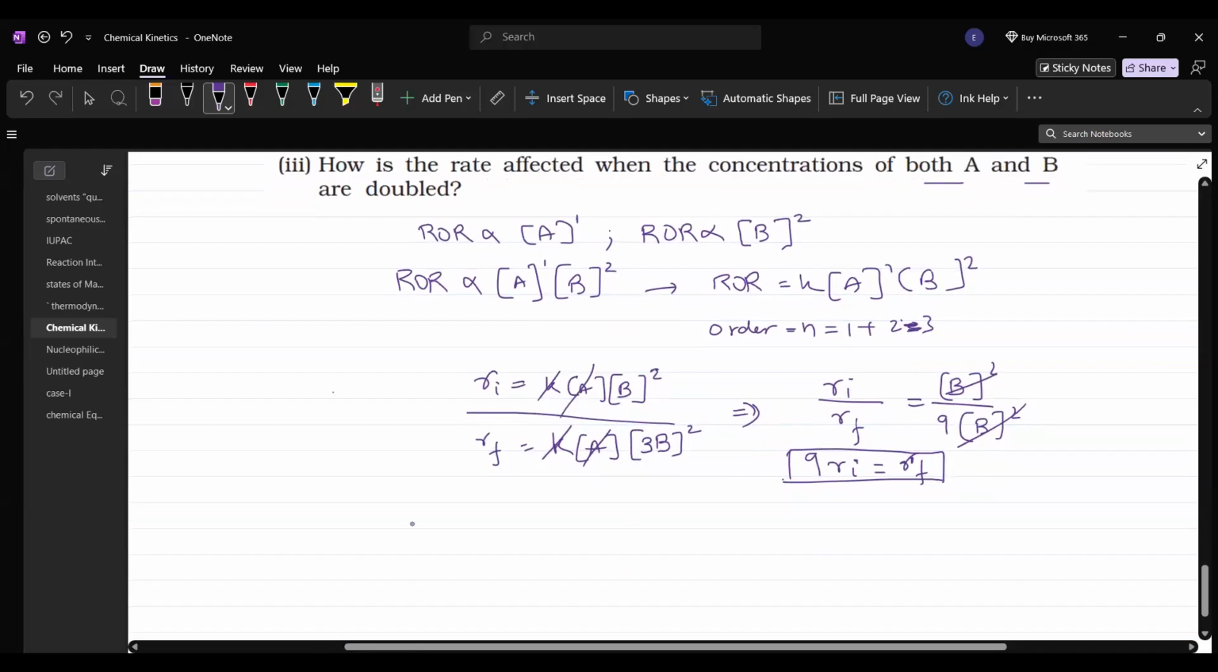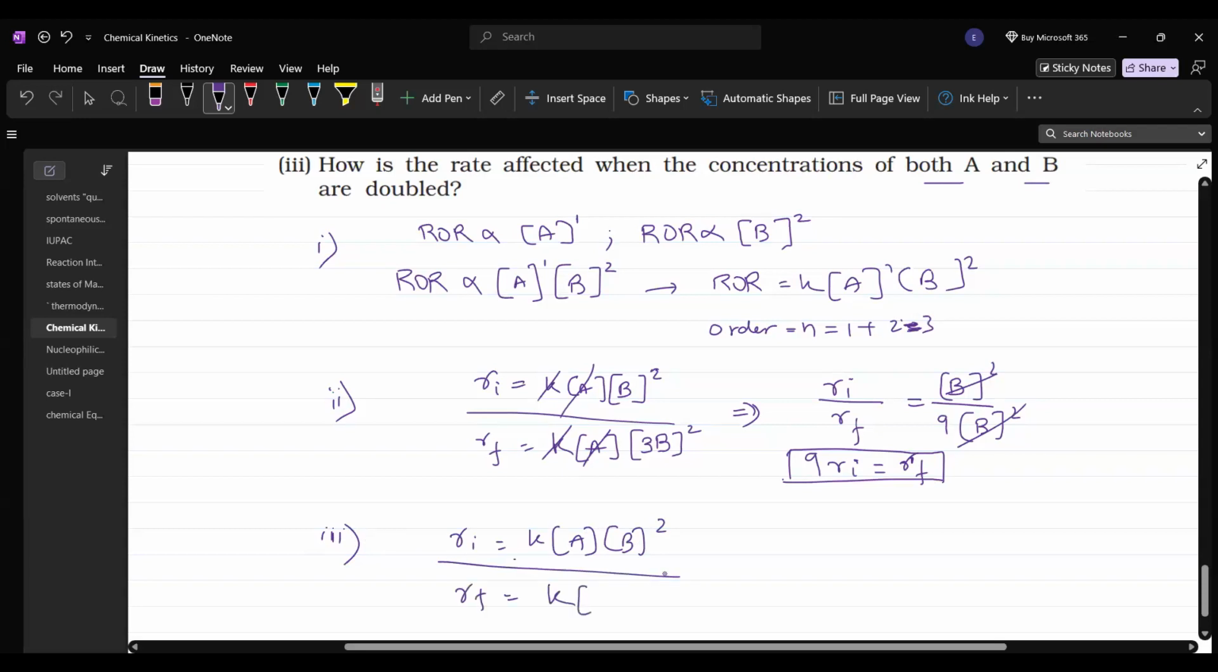So see, I'm doing it for you. The rest you can do it by yourself. So this is the first one. First one is this. Second one is this. Third one will be rate of reaction Ri, same thing, upon Rf.